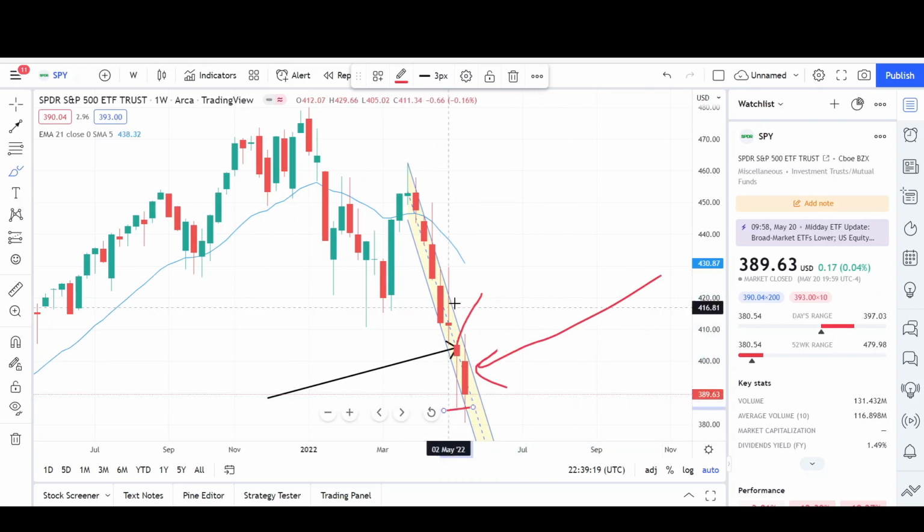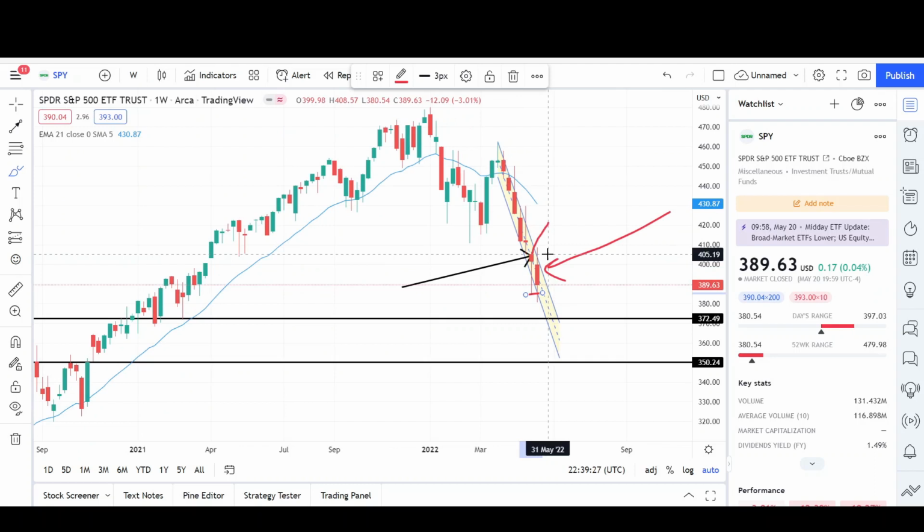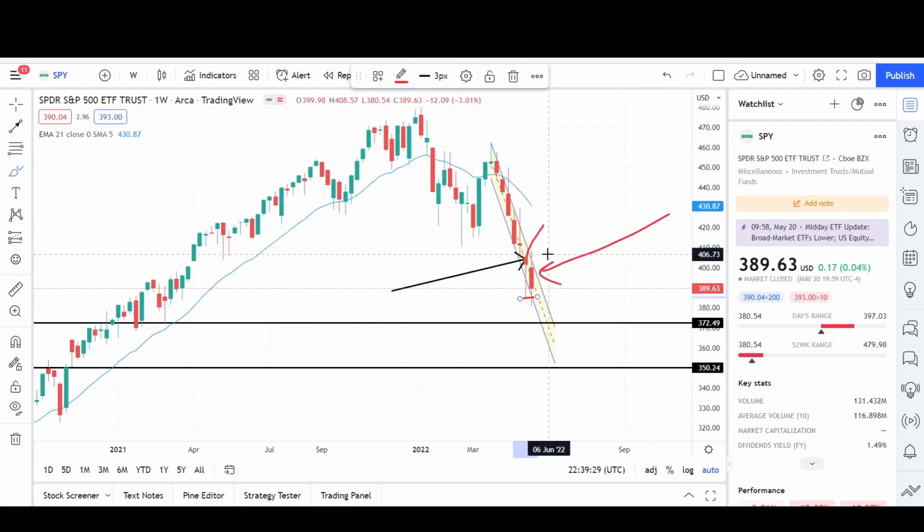So that's what happens when you try to pick a bottom, especially since we still have this micro channel in play. So it looks like they want to continue dropping down the market. I don't really see any reversal signs, but I'll give you guys an update next week on what has happened.